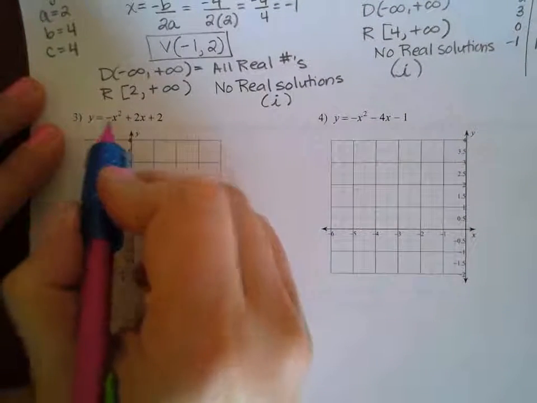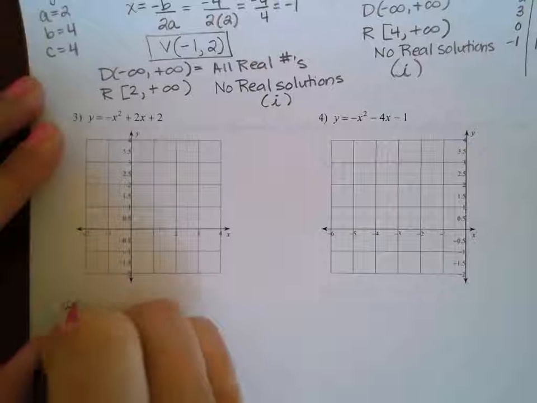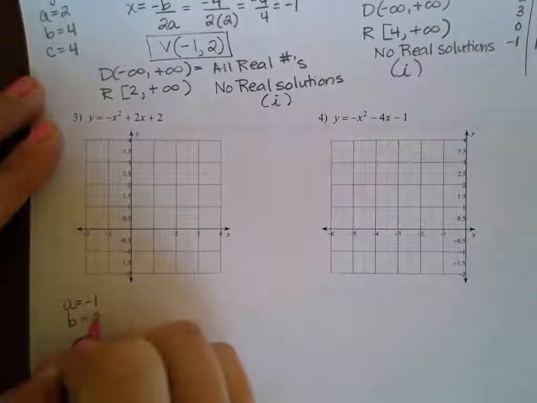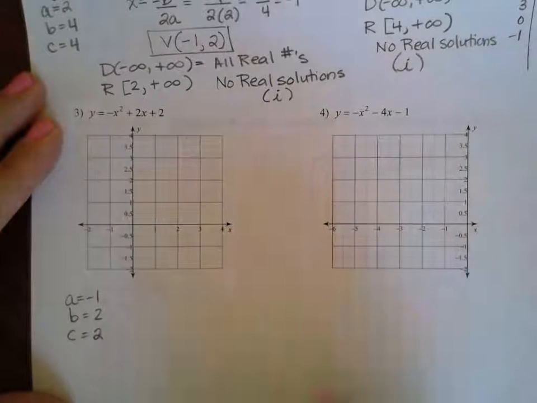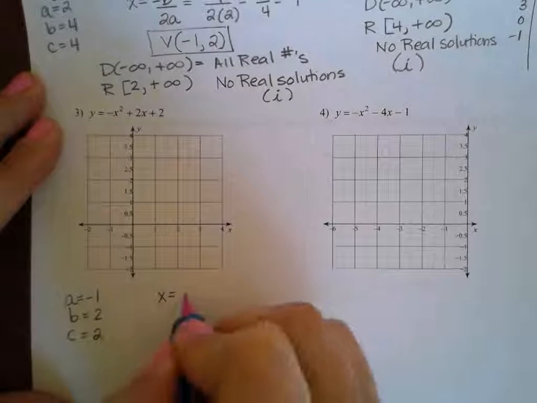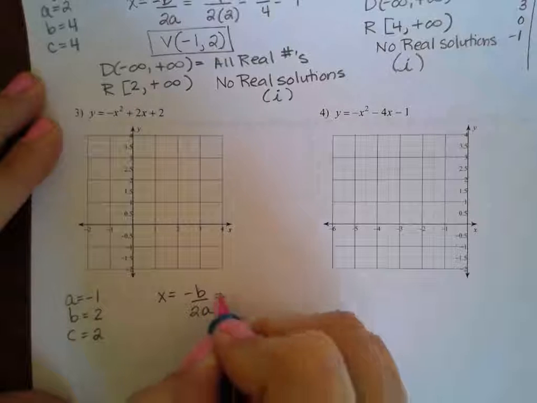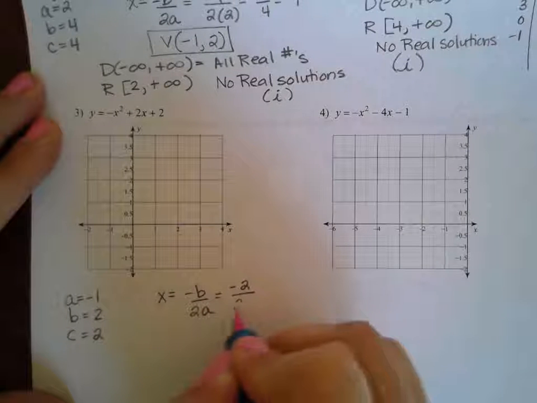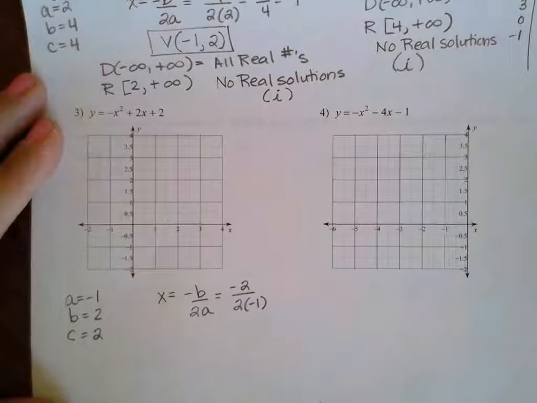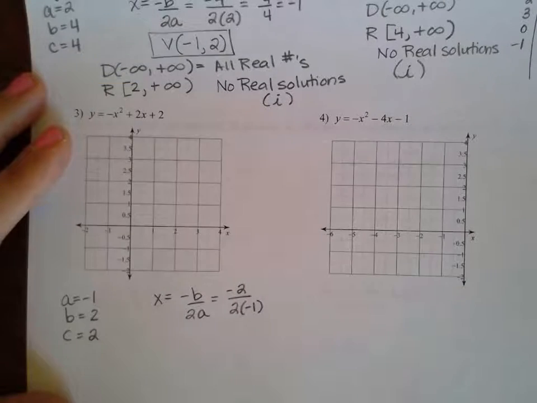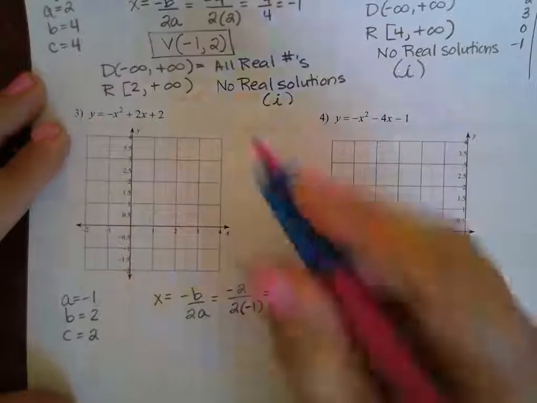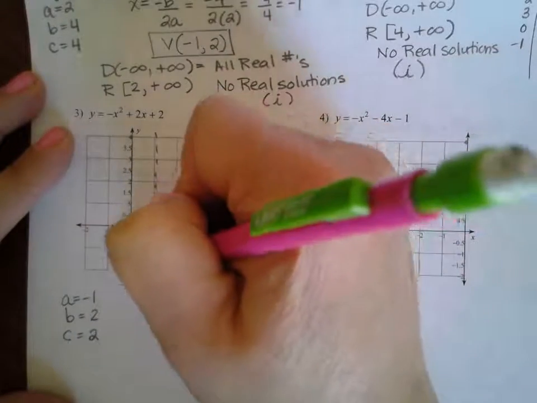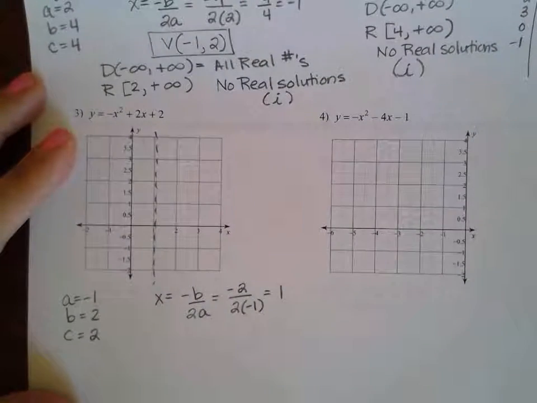So negative x squared plus 2x plus 2. a equals negative 1, b equals 2, and c equals 2. So we start out by doing the axis of symmetry. Negative b over 2a. So that'll be negative 2 over 2 times negative 1. Alright, well, simplify that, comes out to be 1. Negative 2 over negative 2 is 1. So our axis of symmetry is right there at 1.